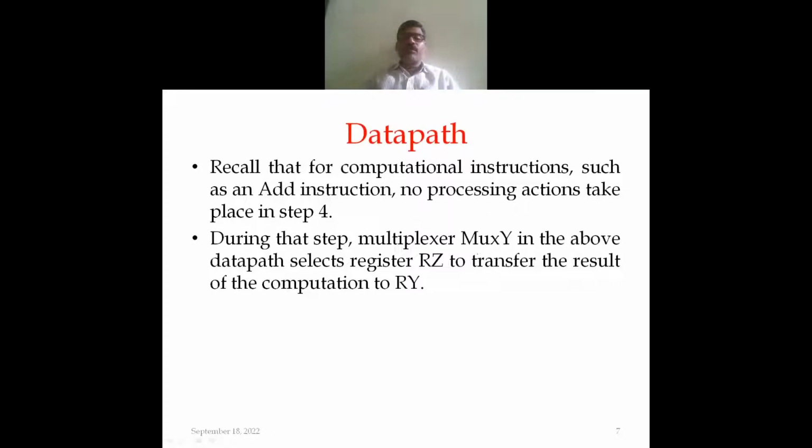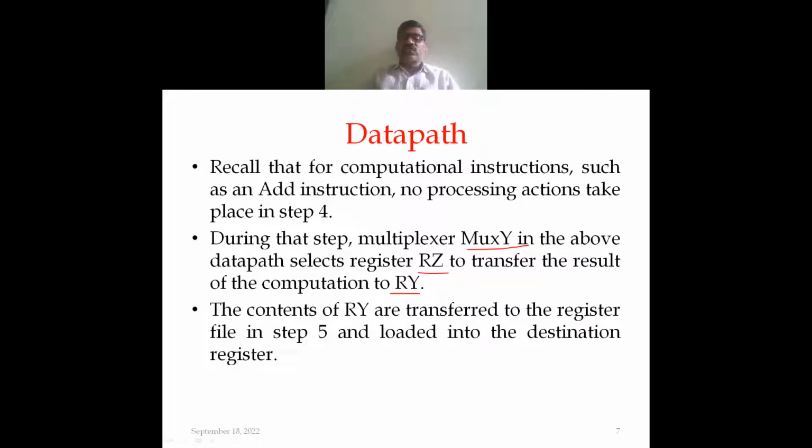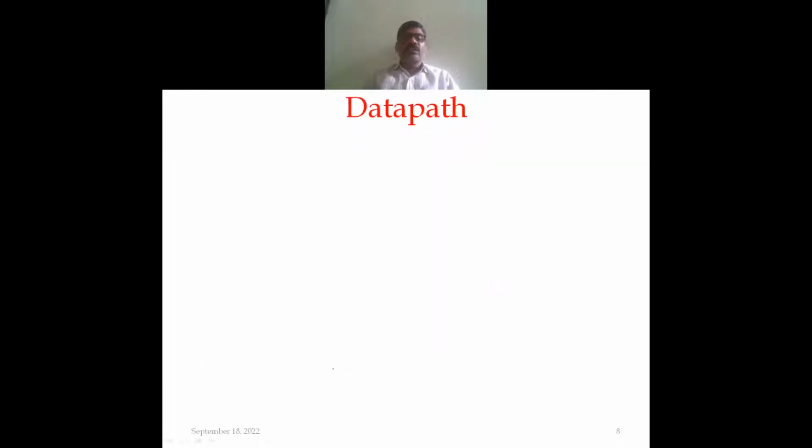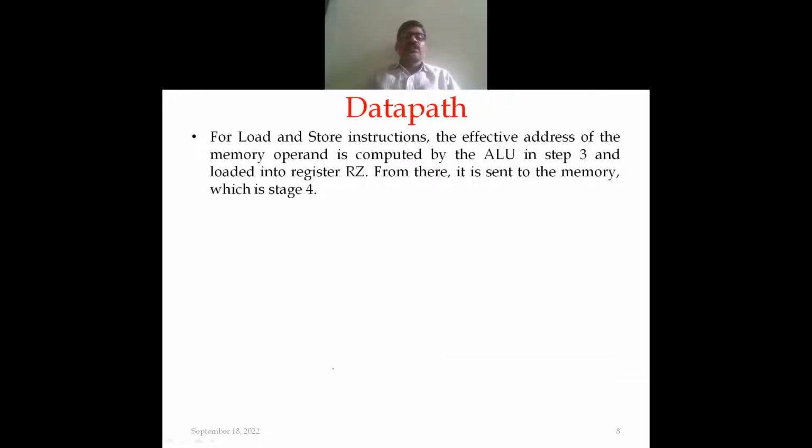multiplexer mux Y in the above data path selects the register RZ to transfer the result of the computation to RY. So the contents of RY are transferred to the register file in step 5 and loaded into the destination register. Okay, so that is what is done here. So that is how the arithmetic logic instructions will be executed.